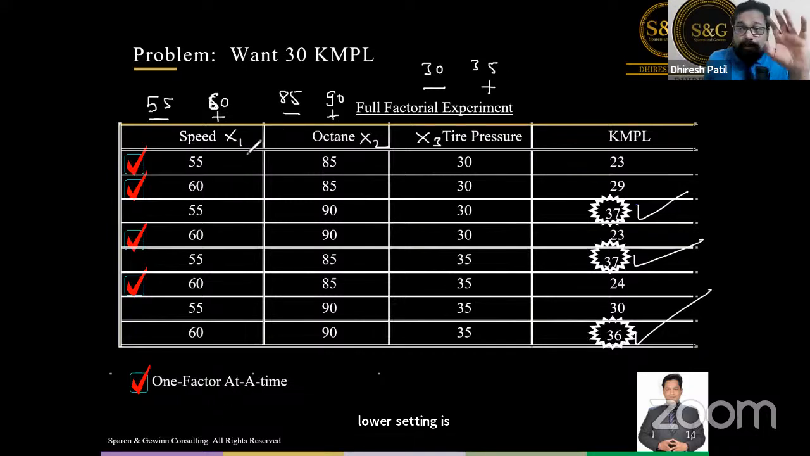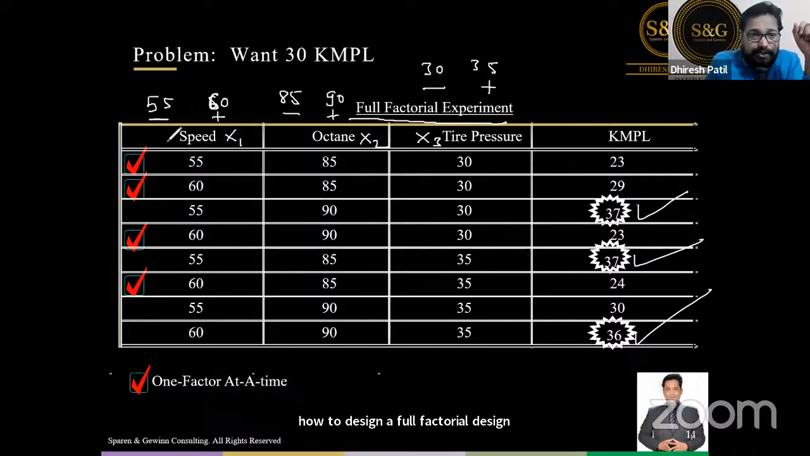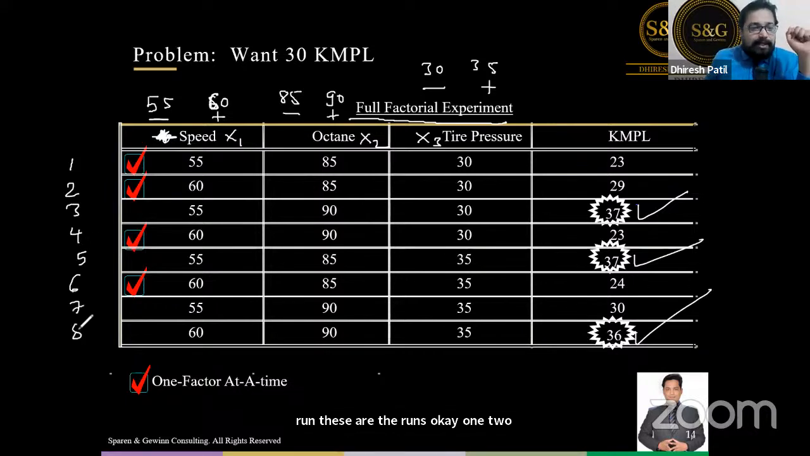Okay. Now listen to me very carefully. How to design a full factorial design? The first factor, this is our first factor, speed, right? The first factor will change in every alternate run. These are the runs: 1, 2, 3, 4, 5, 6, 7, and 8. There are 8 experimental runs we have done.